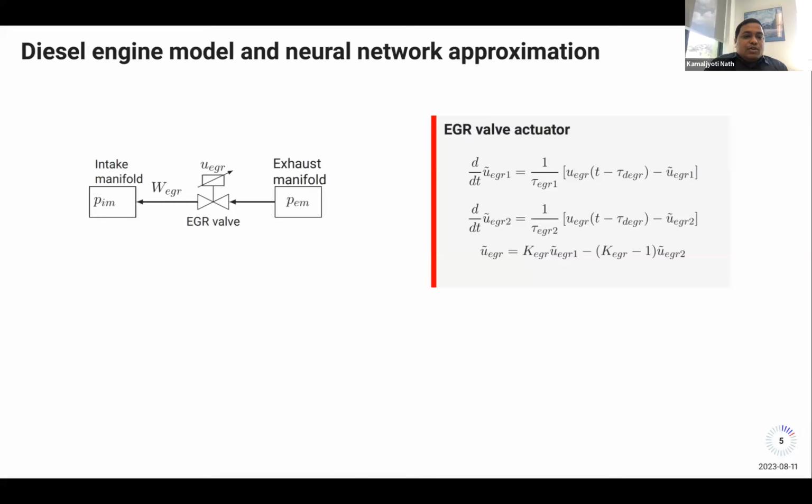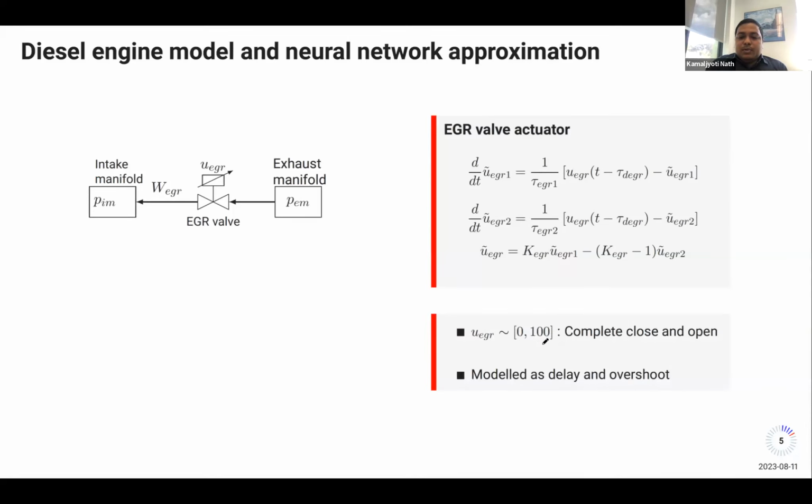Then we come to the EGR valve. The EGR valve has 2 parts. One is the EGR valve actuator, given by this equation. And why this type of equation? EGR value 0 means completely closed, 100 is completely open, and it's modeled with delay and overshoot. Delay and overshoot means if my EGR input is something like this, I have a delay, it overshoots and comes back. That's why it's modeled using two equations, not one.